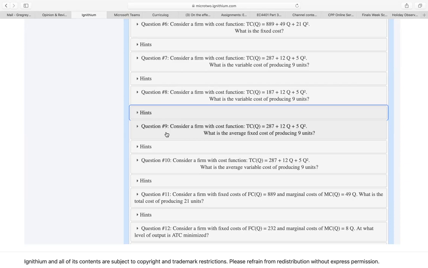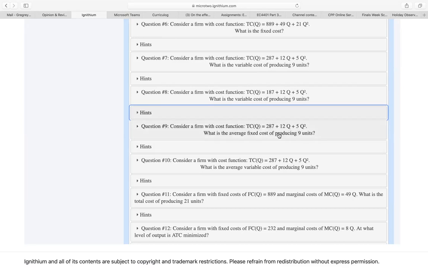Okay, Hung, what about number 9, average fixed cost? Number 9, I think that I got 33.78. Okay, and what did you do there? I set the Q equal to 1 and solved the equation first, then I get the answer and I divide it by 9.